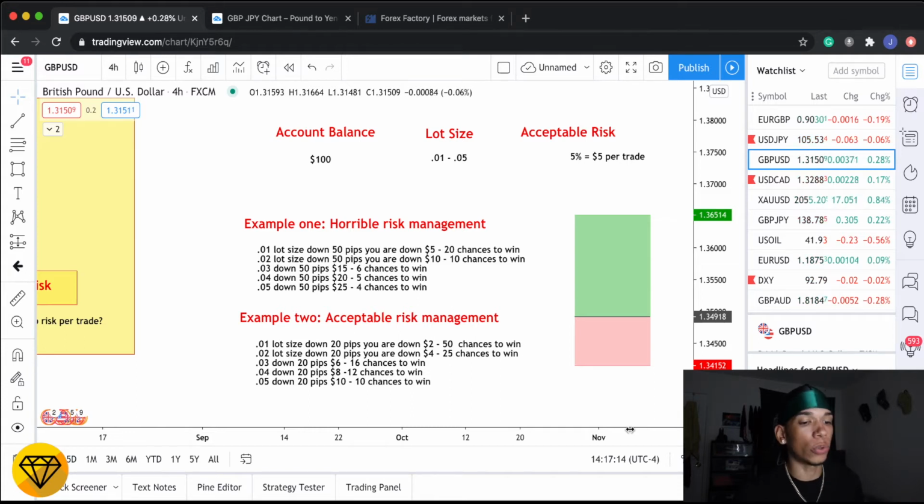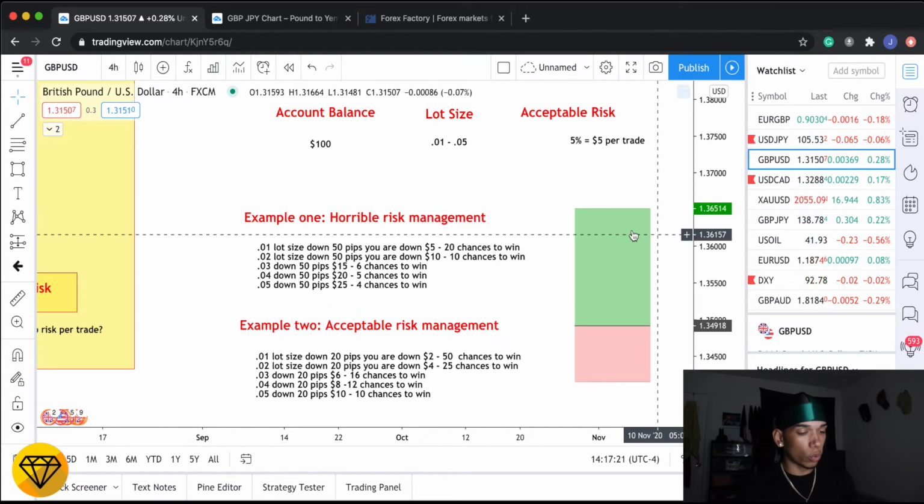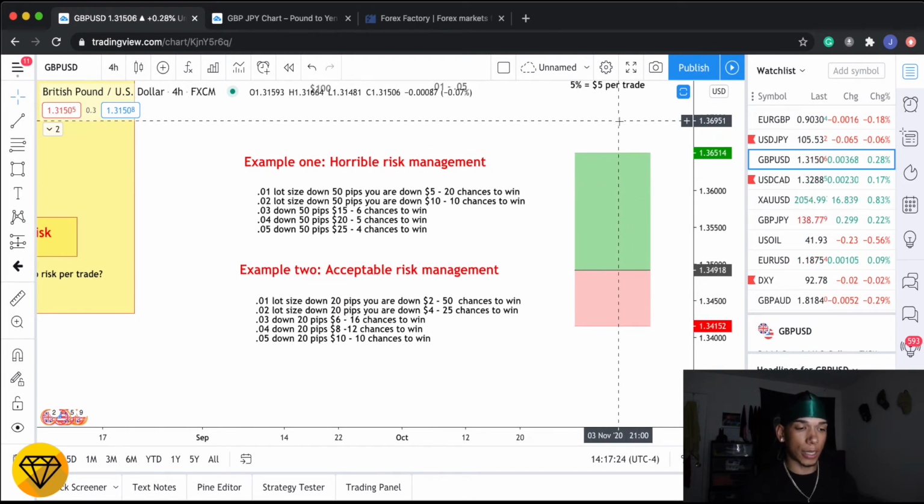We're going to continue on to a more acceptable example of risk management. So when we stick to 20 to 30 pips, for this example I'm just saying 20 pips, we're going to understand how our chances kind of double from the last example, or triple. So on a $100 account with a cent lot size, you're down 20 pips, you're only down $2. You have 50 chances to be right. I'm pretty sure somebody who doesn't know anything about Forex could at least be lucky enough to get a couple wins off 50 chances.